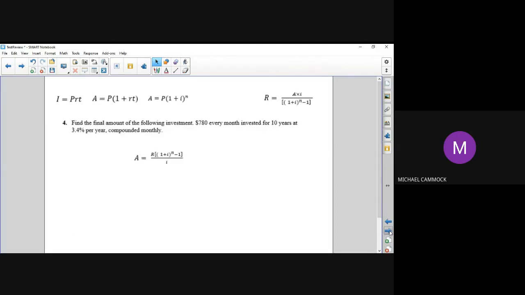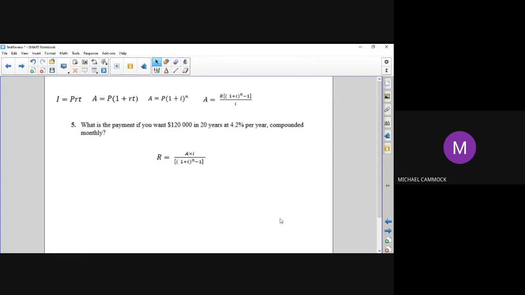Then this one turned out to be an annuity question. And the reason I say it was annuity is because you're putting a certain amount into the account every month. So the R in this case is the $780. And you're trying to figure out how much I'm going to have in the future based on that.